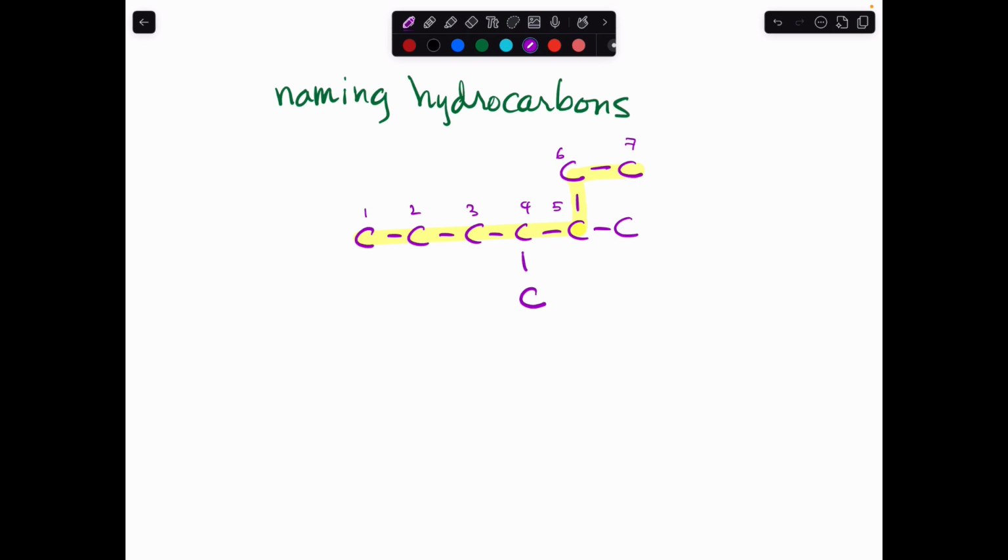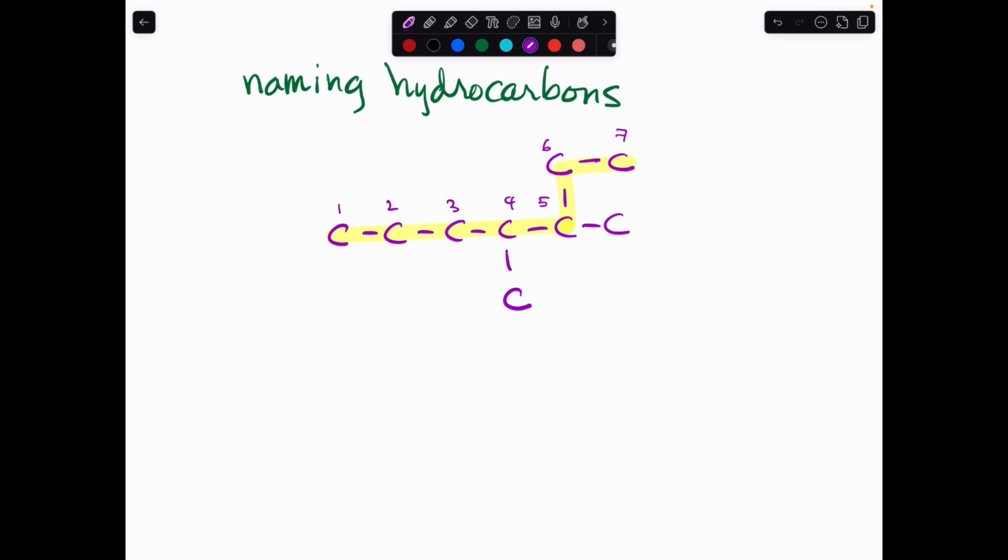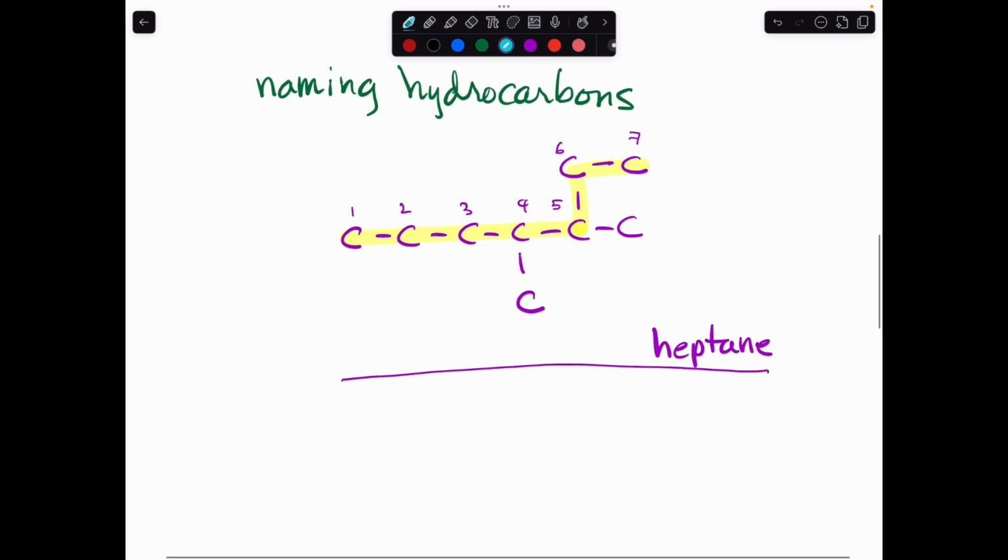It's all single bonds. I haven't drawn any double bonds. And so 7 would be heptane. So the last part of this hydrocarbon's name is heptane. That is the end of it. Here's the name of it. I'm going to be building to the left of the heptane once I've identified the longest chain. Now I look at the substituents, or the branches.